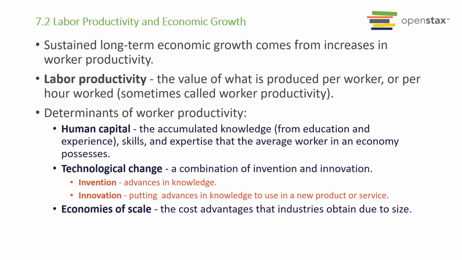All right. So what determines labor productivity or worker productivity? It's two things. Well, three really, but these two are the most important: human capital and technological change. Okay. So human capital is essentially like your brain, really. It's the accumulated knowledge. So this is for the entire economy. The accumulated knowledge from education and experience, the skills, expertise that the average worker in an economy possesses.